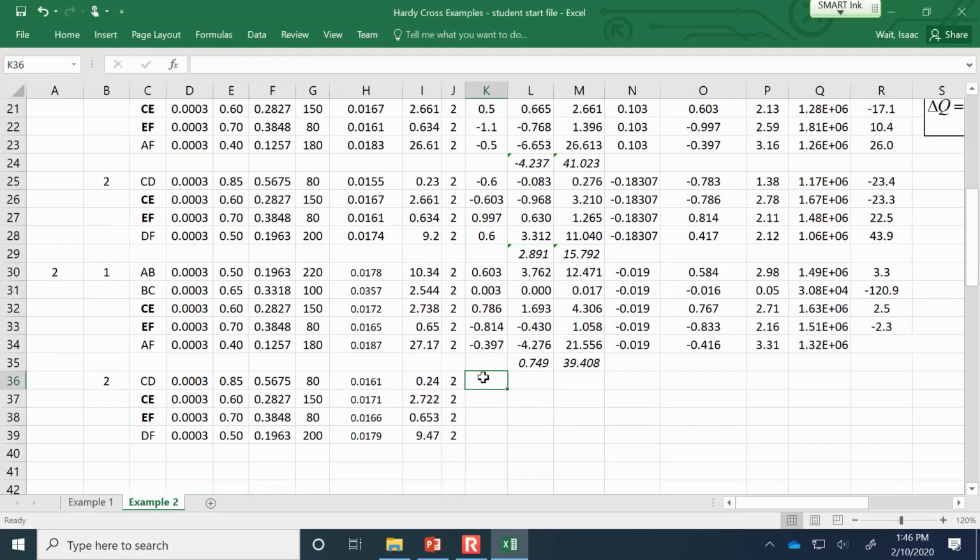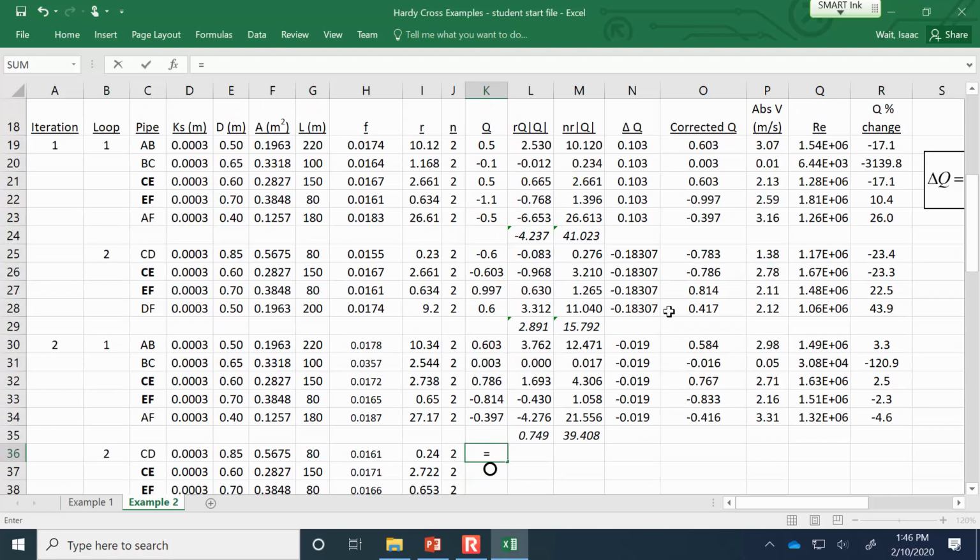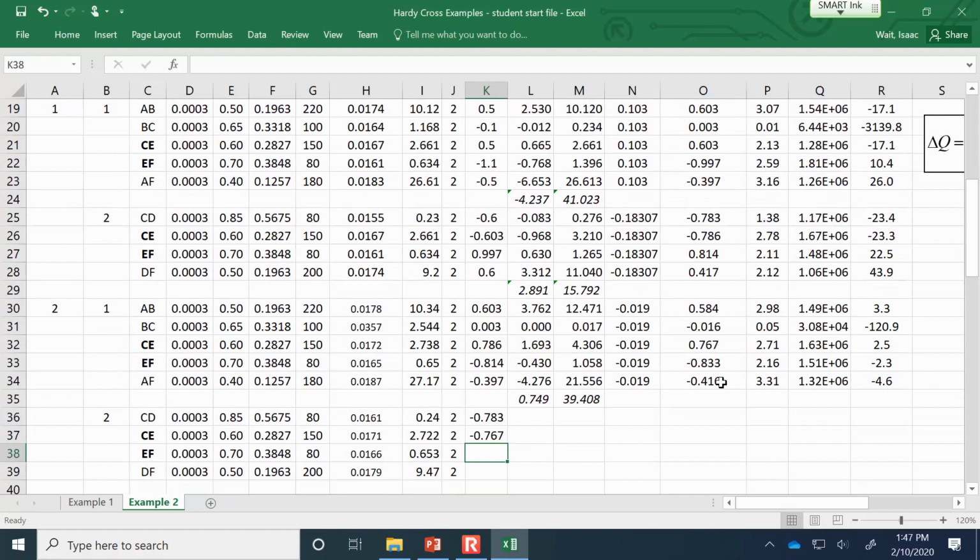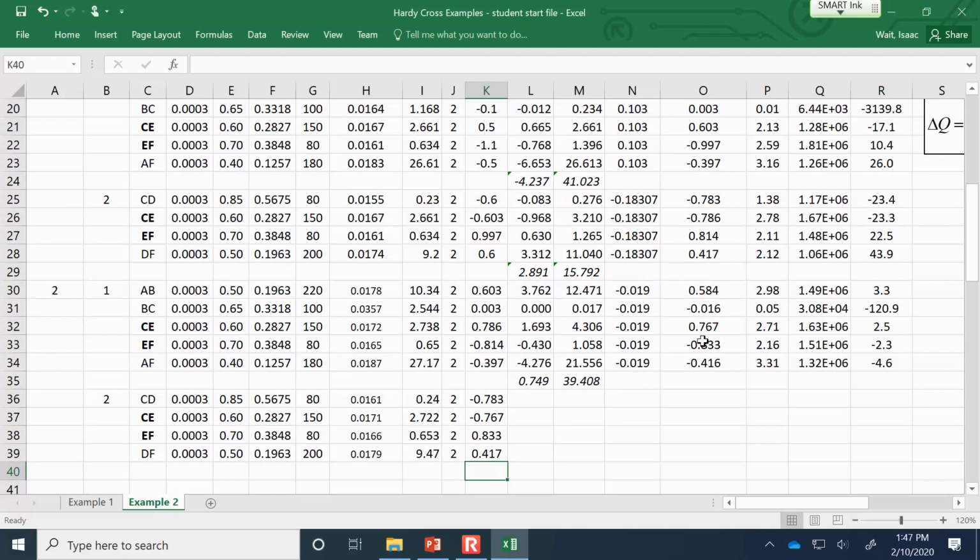Flow rates for here. All right, so our best CD flow rate guess is this one. Our best CE is we just calculated it. So equals negative of this flow rate. Same thing for EF, equals negative of that flow rate. And then our best DF comes from the previous iteration. Okay, so we've got the flow rates that we want.